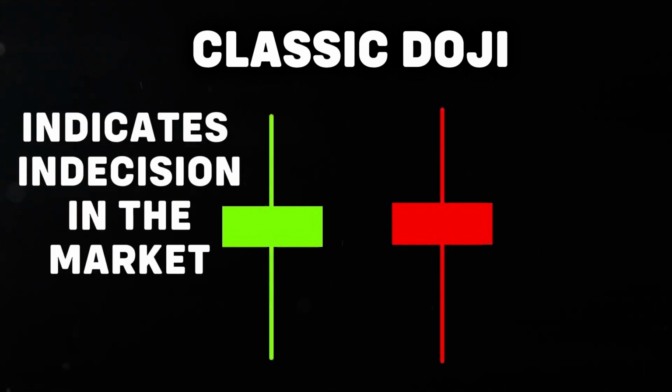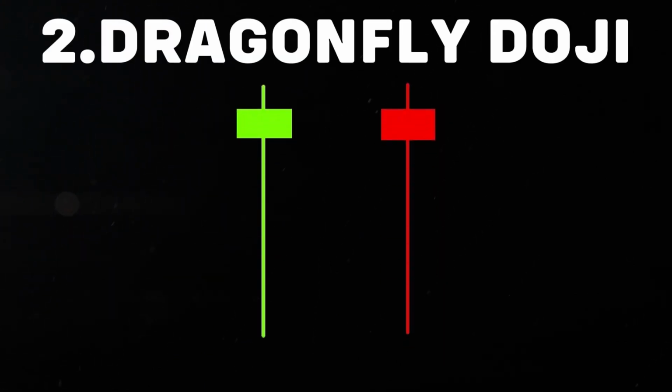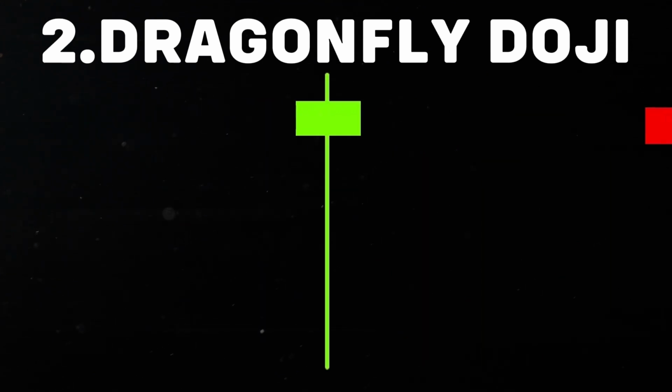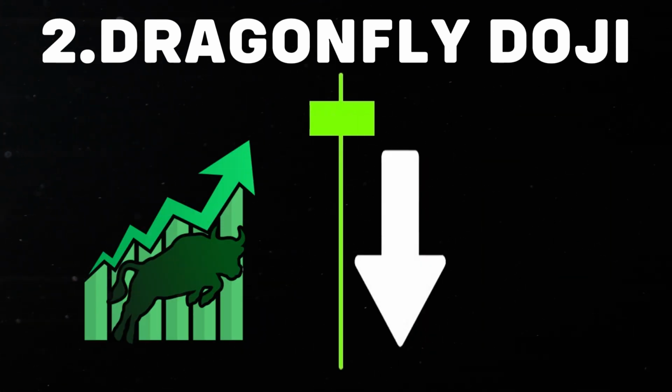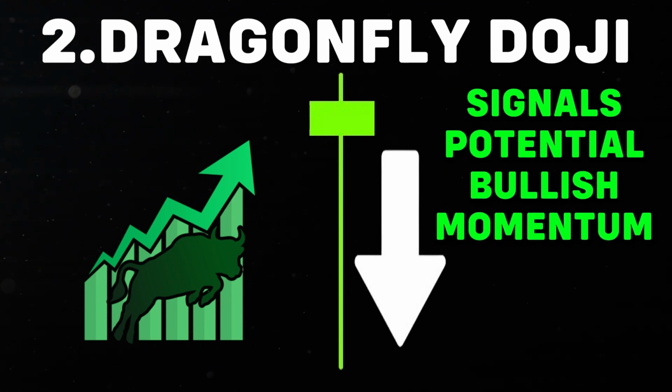This pattern indicates indecision in the market, where neither buyers nor sellers are in full control. The second type is the dragonfly doji. It has little to no upper wick, a small body positioned at the top of the candle, and a long lower wick. This formation tells a story. Sellers pushed the price down significantly, but strong buying pressure brought it back up by the close. It signals potential bullish momentum.